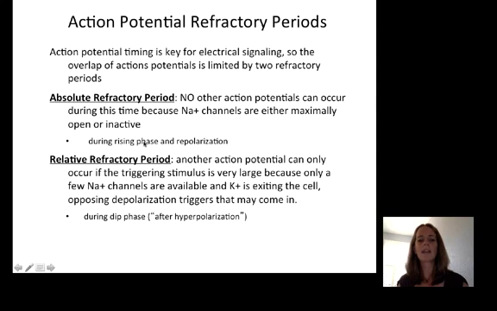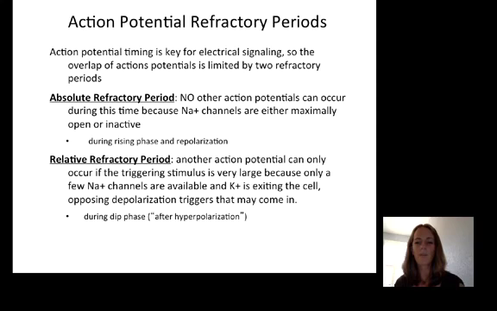That is during the rising phase, which peaks, and then the repolarization phase when they're inactive. There's also a relative refractory period. A relative refractory period is not absolutely no action potentials. It just means it's very, very difficult to get another action potential. So you will only get a second action potential if the triggering stimulus is very large, because only a few sodium channels are available and potassium is exiting the cell.